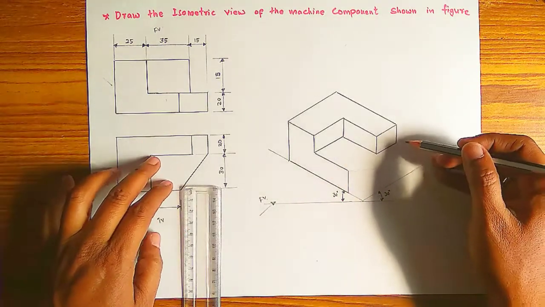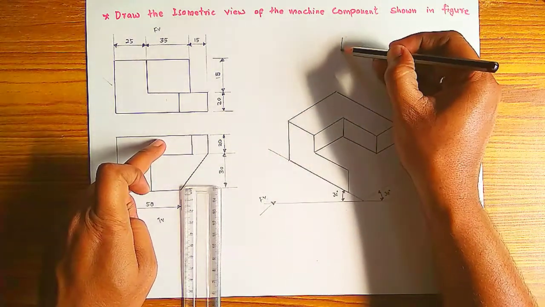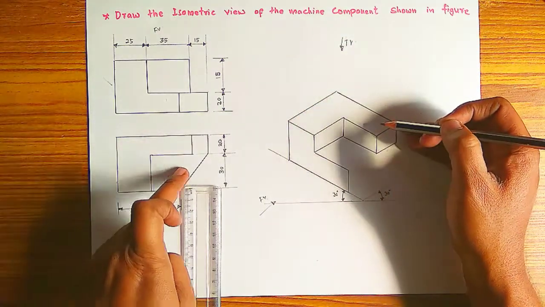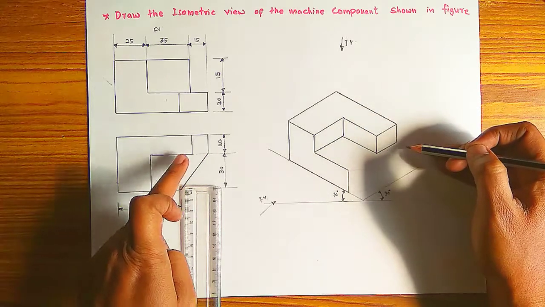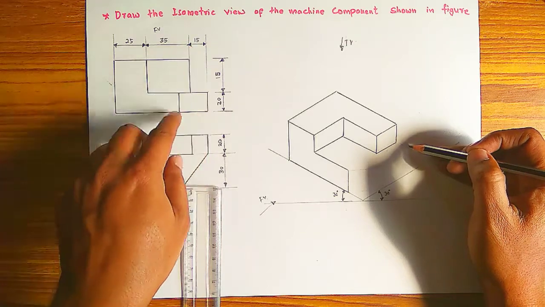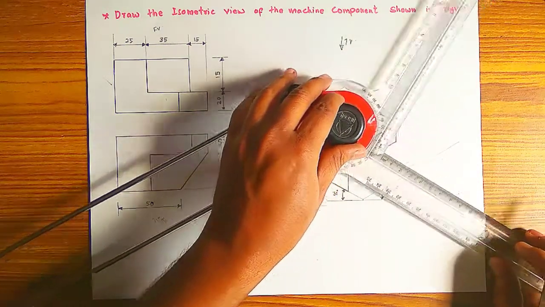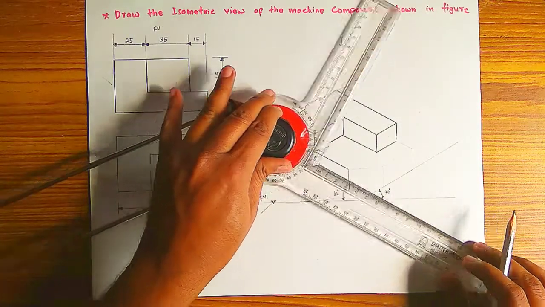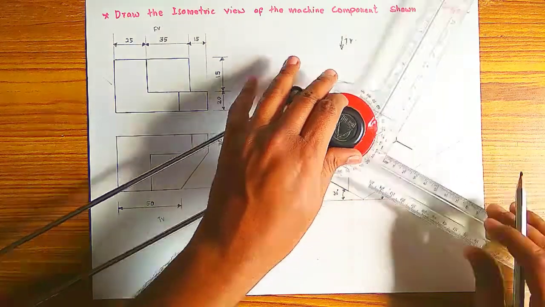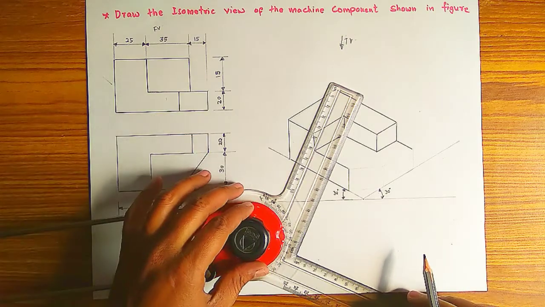Then the remaining: if you see from the top, this surface is visible. I have drawn that already, and this surface we have to draw. So how much is the distance with this line? He has already given the 15 mm distance. So we have to take the 15 mm distance from here, but with this angle parallel to it, like this. Then this line I have already drawn, and this line I have to draw. That is 20 mm.